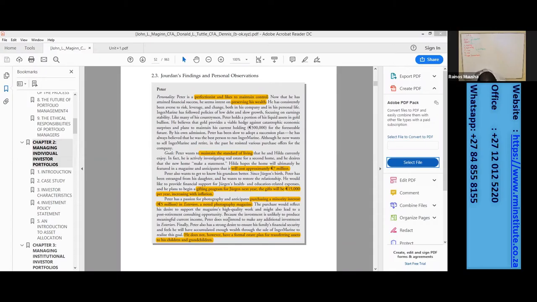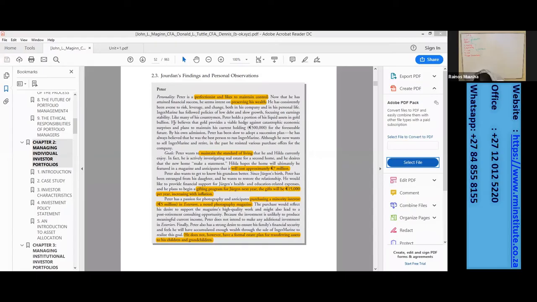Can we continue? So first, let's look at Peter's personality typing. From the information we're given, he is a perfectionist and likes to maintain control, right? And now that he is successful, he's more concerned with preserving his wealth. He's consistently been averse to risk, leverage, and change, both in his company and his personal life. Inga has followed a policy of low debt, slow growth, focusing on earnings stability. Like many of his countrymen, Peter holds a portion of his liquid assets in gold bullion as well, right?